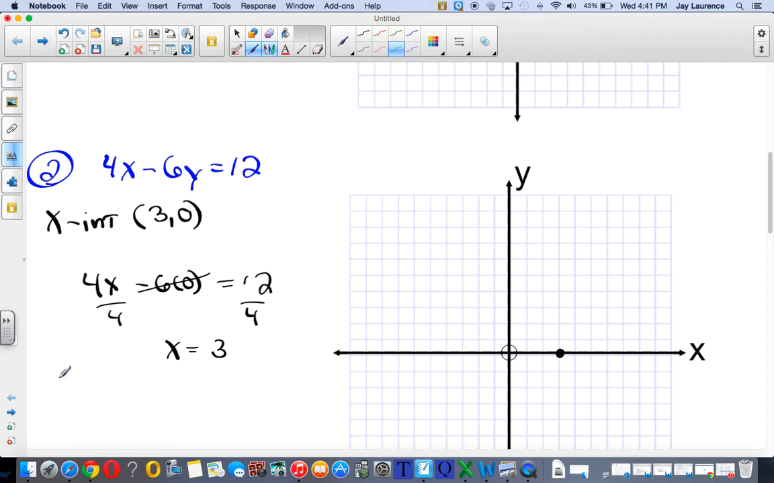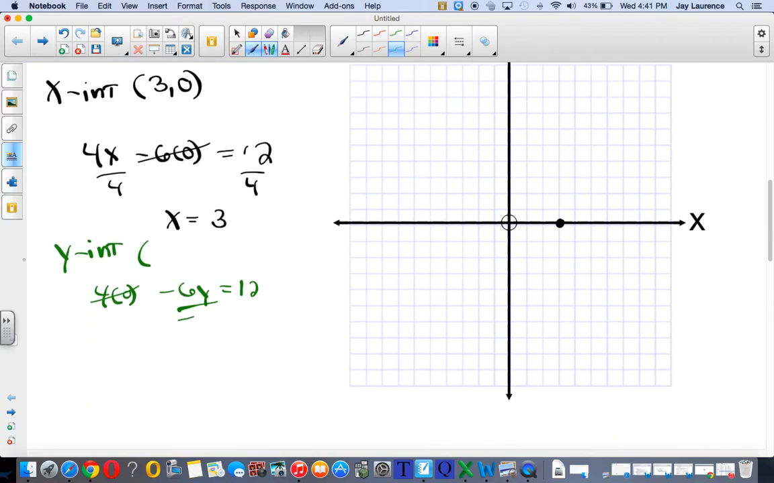All right, my y-intercept, the place where the line will cross the y-axis. I will plug 0 in for x. So I'm going to get 4 times 0. Well, that's just plain old 0. Minus 6y equals 12. And when I solve that for y, I'm going to get y equals negative 2. I'm going to get 0, negative 2.